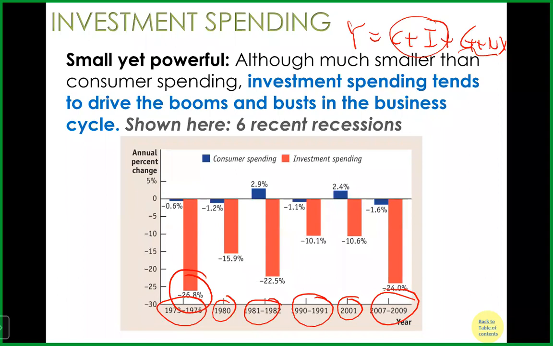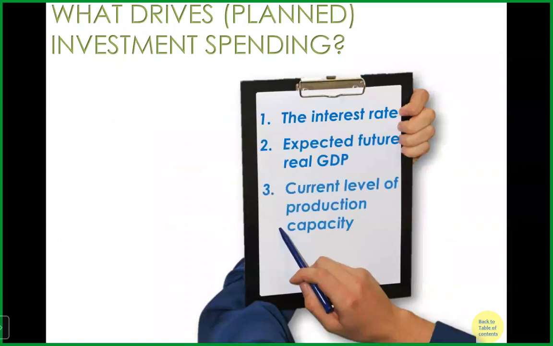So when recession hits, when you lose a job, what are you going to cut first? Food or house? It's obvious, usually house, right? So that's why investment is more volatile. And that's why even though it is small in terms of total spending, it's powerful, and it's why we study it.